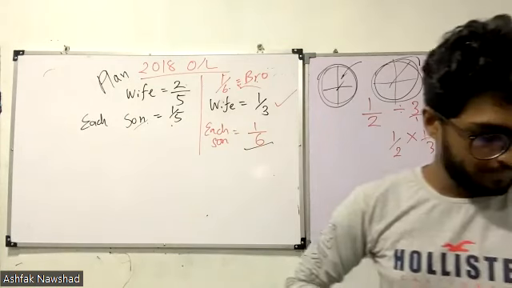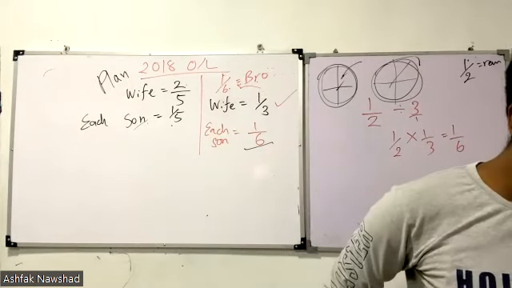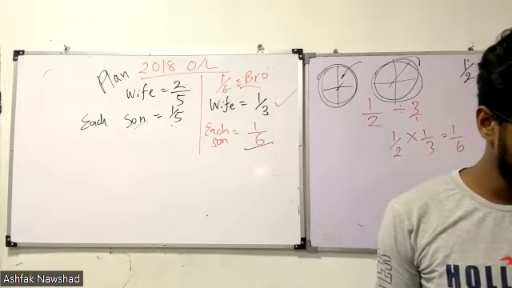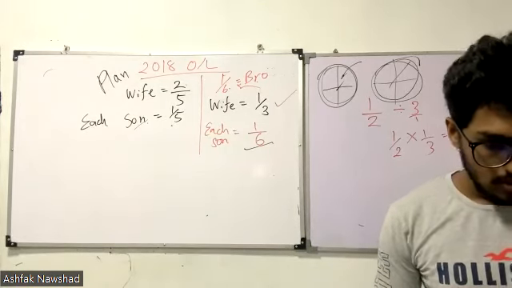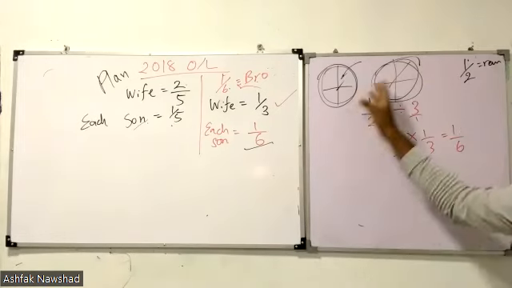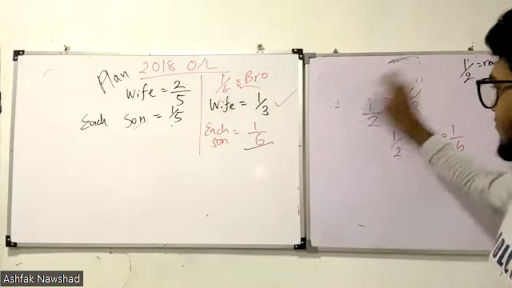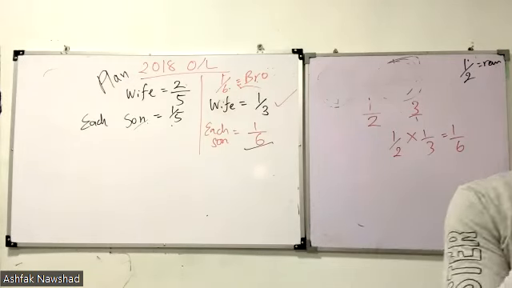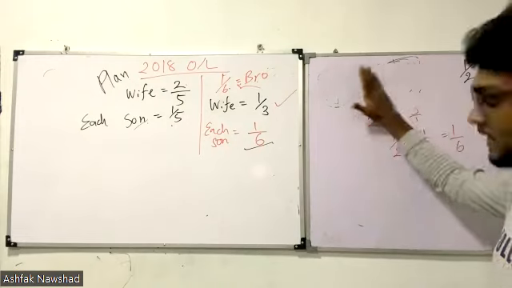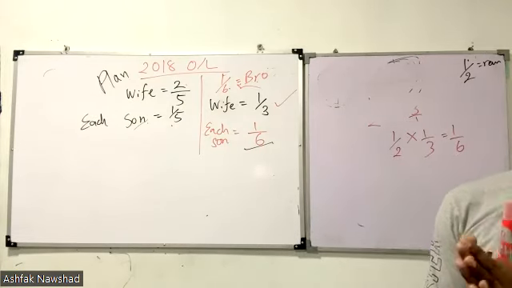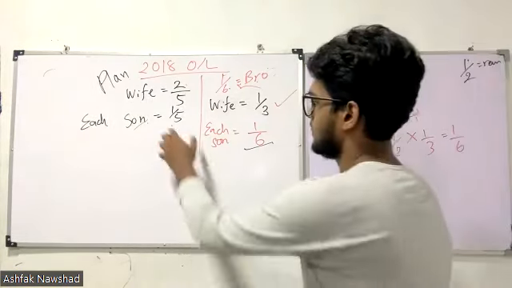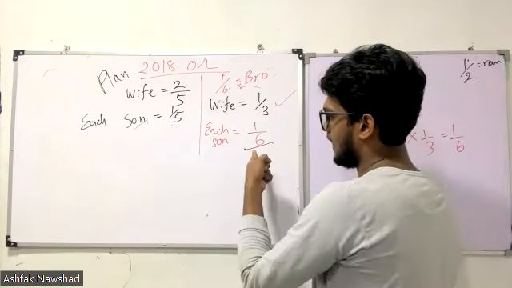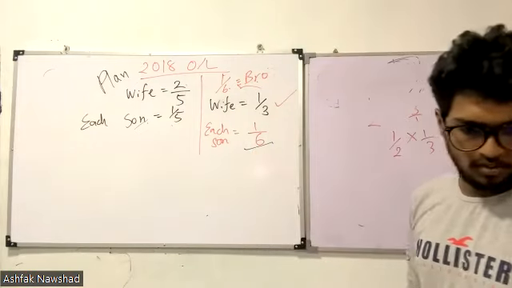Let's see what they say. They say the amount the son received was 40,000 rupees less than the amount he was to receive. That's true, right? The son was about to receive 1/5, and he has received something lesser than 1/5.